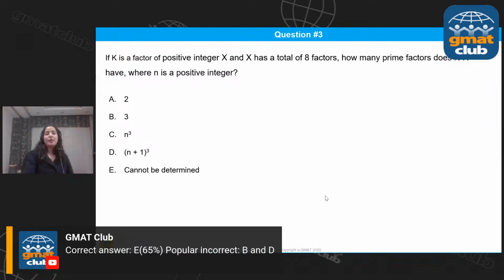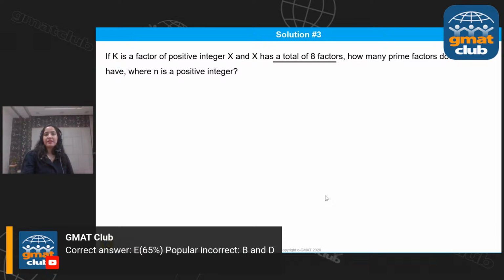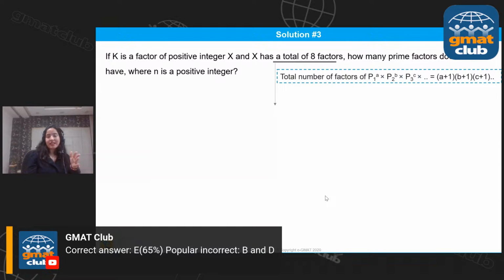So here, when we see the question, k is a positive integer, k is a factor of x, which is a positive integer, and x has 8 factors. Now you again know how we get factors. It's the product of what? The powers increased by 1. So in our case, if my number x is this, then the number of factors is going to be given by this. So in our case also, x has 8 factors. That means 8 is the product that we are looking for.